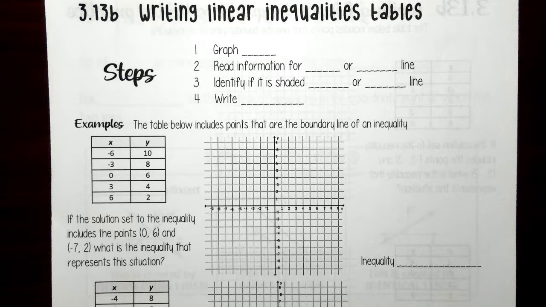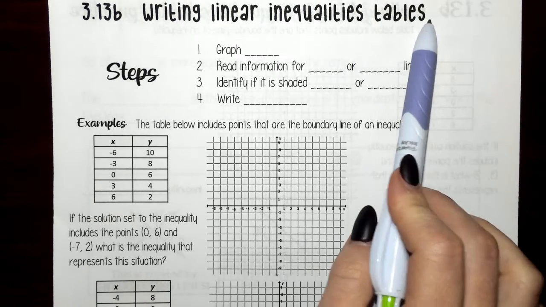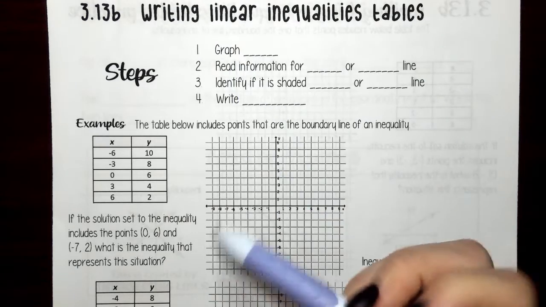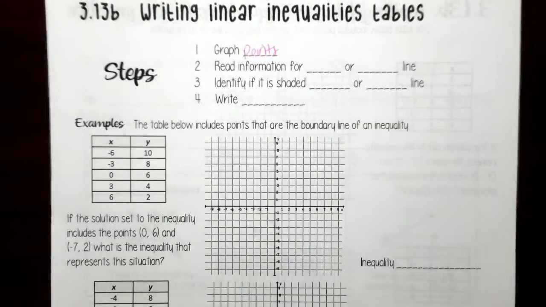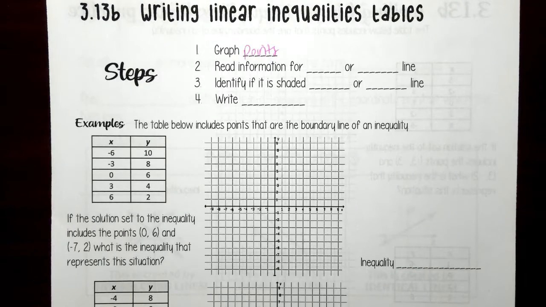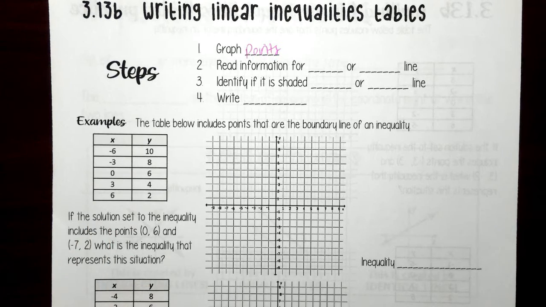Alright, writing linear inequalities if we are given a table. So our first step is going to be to graph or plot the points that are given to us. This says that the table below includes points that are the boundary line of an inequality. That means that the line we would draw is made up of these points.